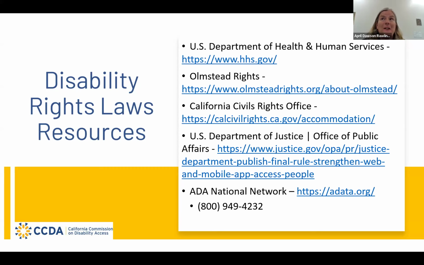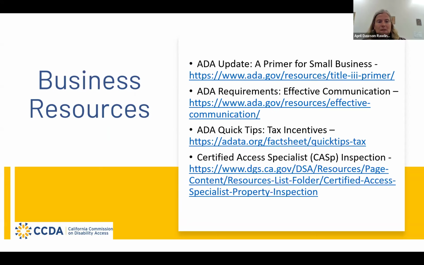You could go to olmsteadrights.org. You could go to the California Civil Rights Office at calcivilrights.ca.gov. You could also go to the U.S. Department of Justice at www.justice.gov. And the U.S. Department of Health and Human Services is at www.hhs.gov. And the ADA National Network is at adata.org. So there's lots of great information. You can find the majority of this on our website as well. And I'll pass it to Jan to talk about other resources.